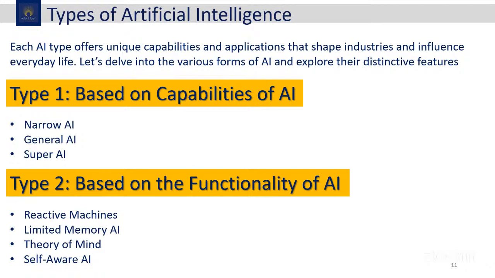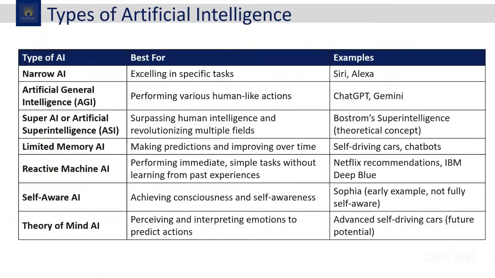Then we also have them based on functionalities, which are the reactive machines, the limited memory AI, the theory of mind AI, and then the self-aware AI. All this, there's a table that I created for easy graphs that we can easily look at. But let me just break it down quickly for us, one after the other.